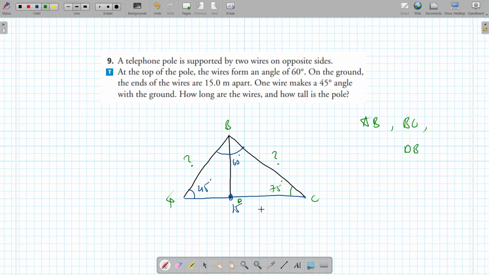Now ask yourself, do we have a set in the bigger triangle? Yes, we do. You see this? B and B. So we have a set, so it's going to be a sine law problem. Using that set, we can find both AB and BC. Let's do that.